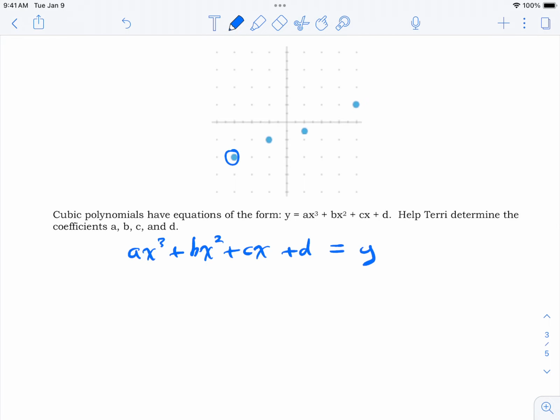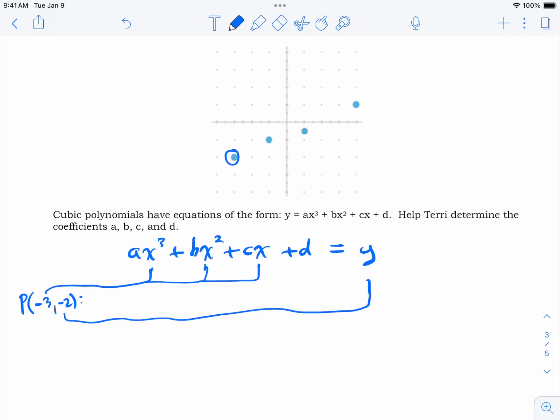So how do we use this clue? Well, this is the point. Let's read the coordinates off that. Looks like x is -3. Looks like y is -2. Well, if you want this equation to work for that point, that means that when you plug in x equals -3 here, here, and here, you should get y equals -2. The a, b, c, d, we don't know what those are, but that's okay.